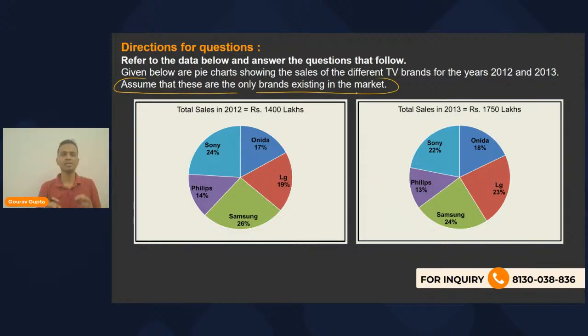That means other than the 5 brands that you can see in both the pie charts, these are the only brands for which we'll be talking about, and the market share of these 5 brands together will be 100% as shown in both the pie charts. Okay, so there is no other TV brand that we'll be talking about, or for which you need to calculate the data or you need to consider? No, not at all. So these are the only 5 TV brands in 2012 and 2013.